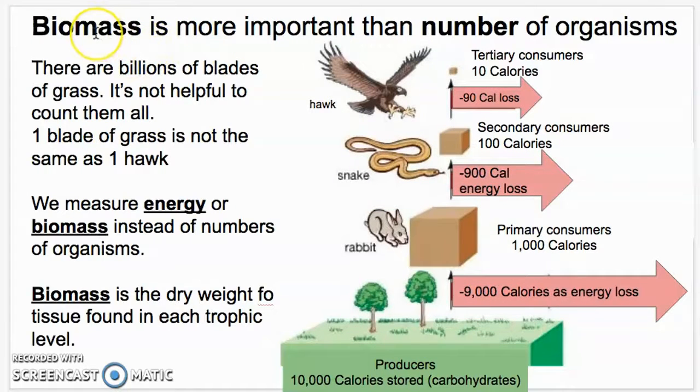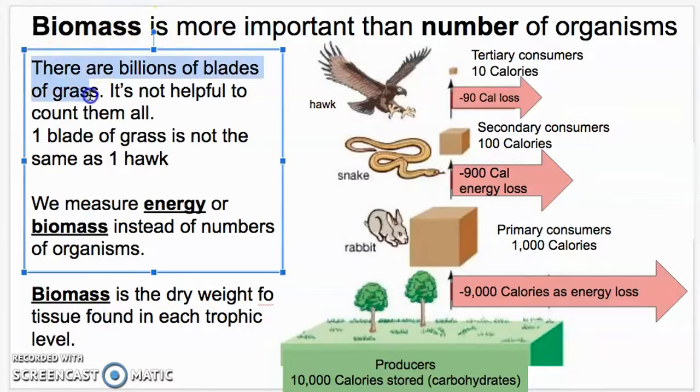So biomass is a more important measure than just the number of organisms. If there are billions of blades of grass, it's not helpful to count them all because one blade of grass is not the same as one hawk. So we don't usually count individual organisms. Instead, we measure energy or the biomass instead of the number of organisms.